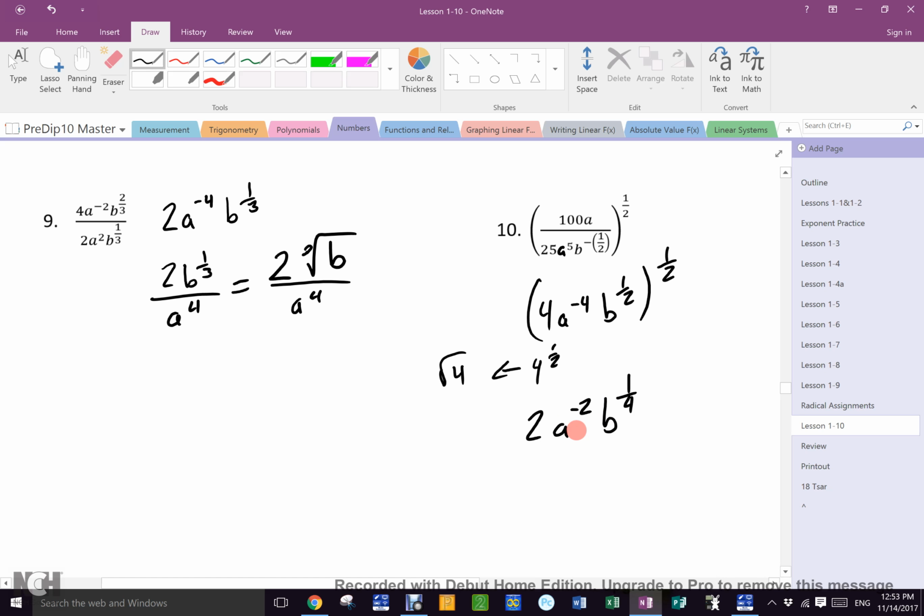Now, what's not allowed there? Negative exponent. Is that okay? Unless I ask for what? Radical form, in which case it would be 4 root b.